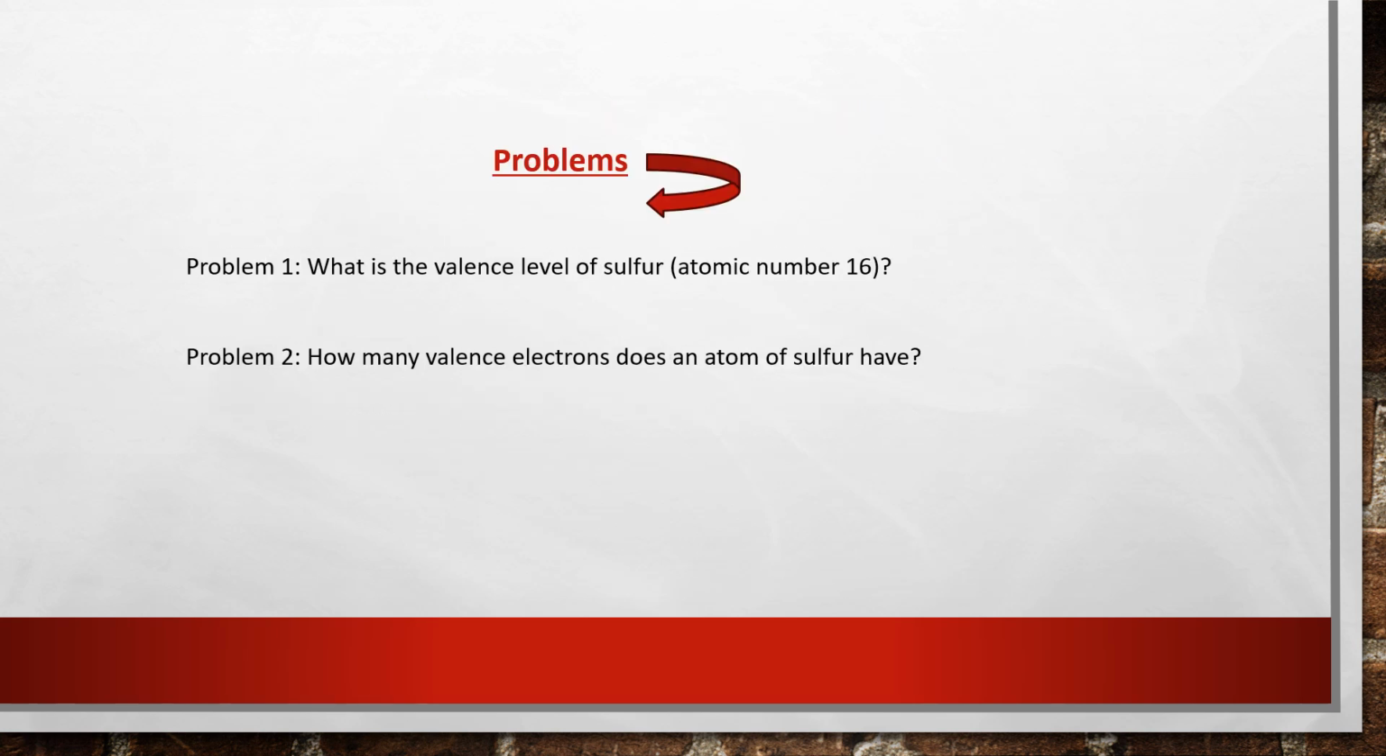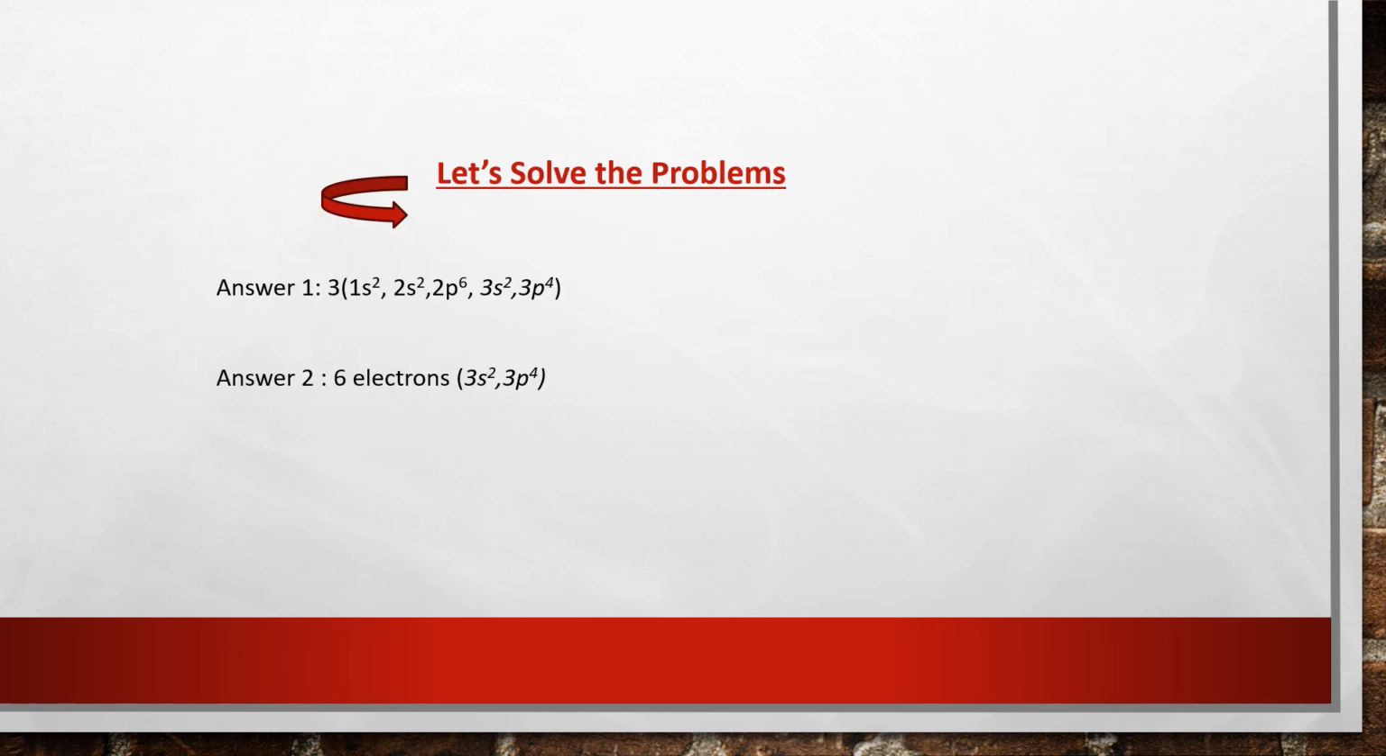Problems. Problem 1. What is the valence level of sulfur? Atomic number 16. Problem 2. How many valence electrons does an atom of sulfur have? Let's solve the problems. Answer 1. 3. 1s2, 2s2, 2p6, 3s2, 3p4. Answer 2. 6 electrons, 3s2, 3p4.